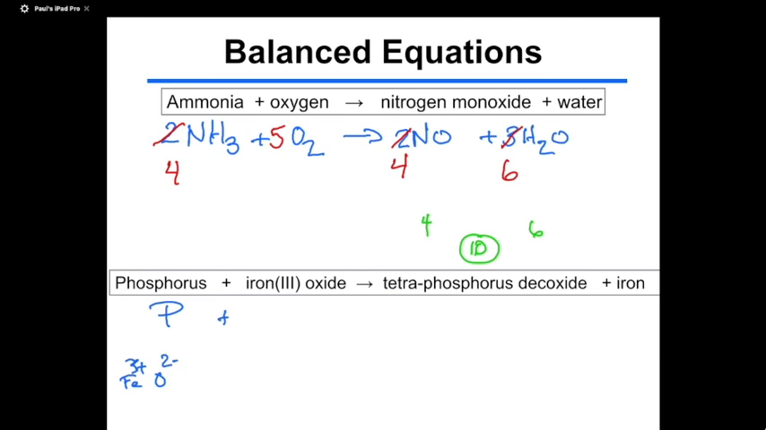I have to do crisscross to get Fe3O2. Yields, I love molecular. I have phosphorus, but I have 4 of them. And I have oxide, but I have 10 of them. Plus iron. Yes? When you crisscross?